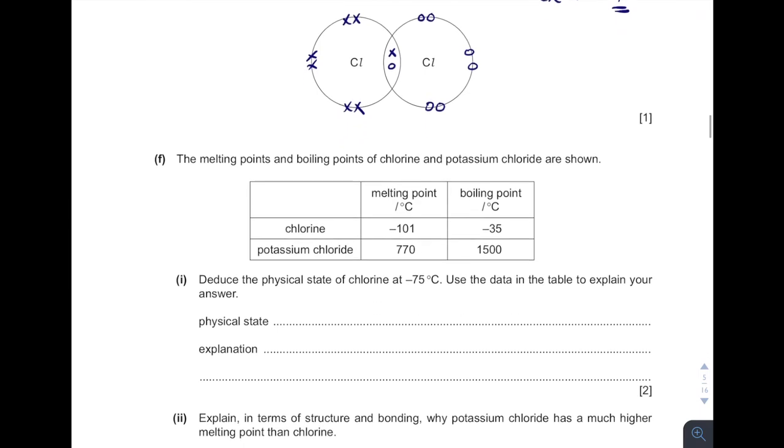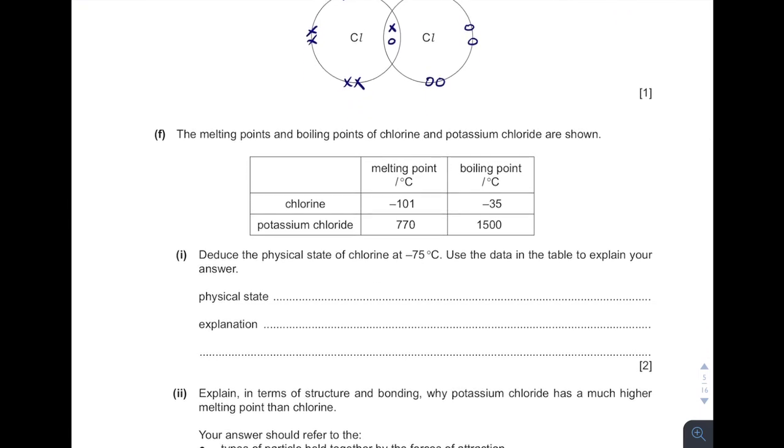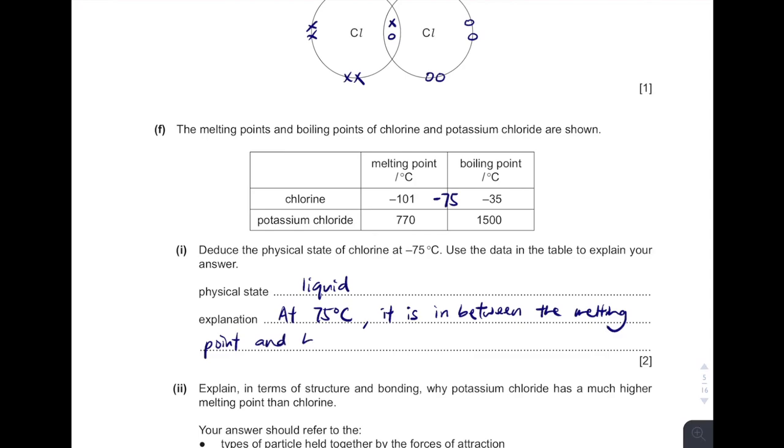Alright, next one. Given the melting point and boiling point, deduce the physical state at negative 75 degrees Celsius. So what's the physical state? If you notice, negative 75 is placed in between the melting point and boiling point. So from here, we know that the physical state would be liquid. Why? Because at negative 75 degrees Celsius, it is in between the melting point and boiling point. Of course, you can also say because it is greater than the melting point but lower than the boiling point. Acceptable.